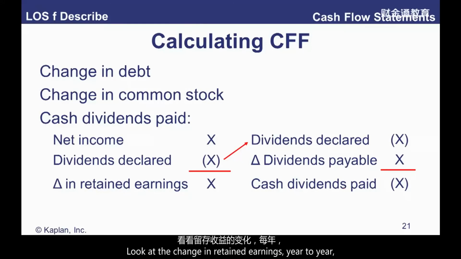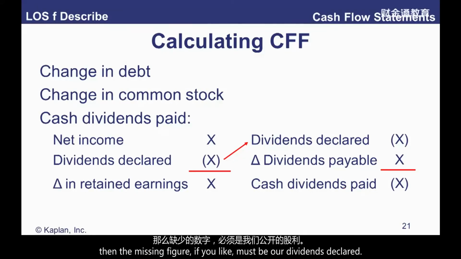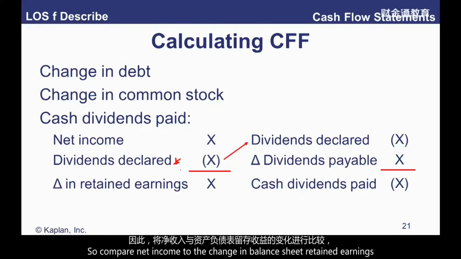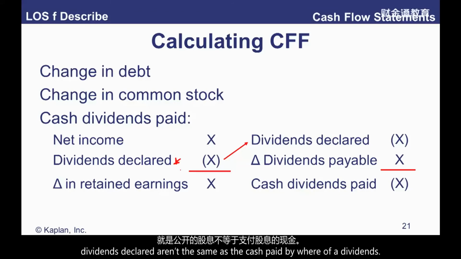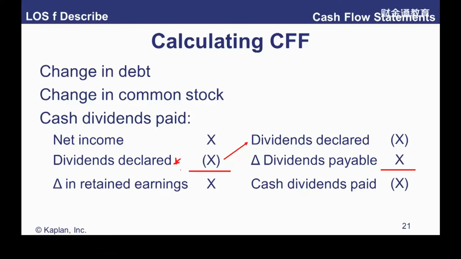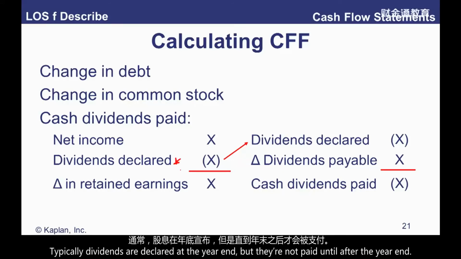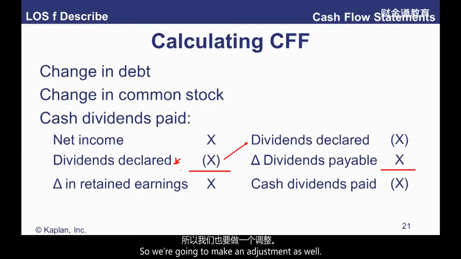So we can work out the dividends declared if that's not the case. Look at the change in retained earnings year to year. And if that is smaller than that year's net income, then the missing figure, if you like, must be our dividends declared. So compare net income to the change in balance sheet retained earnings, and that gives you your dividends. Now, there's one final complication. Dividends declared aren't the same as the cash paid by way of a dividend. Typically, dividends are declared at the year end, but they're not paid until after the year end. So we're going to need to make an adjustment as well.